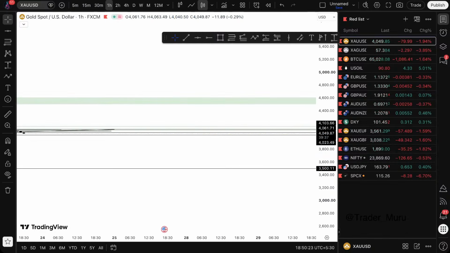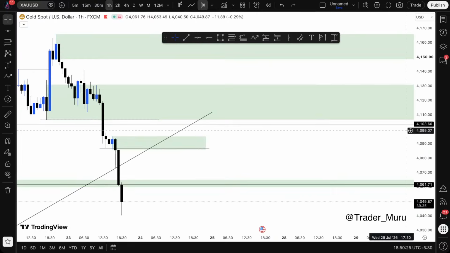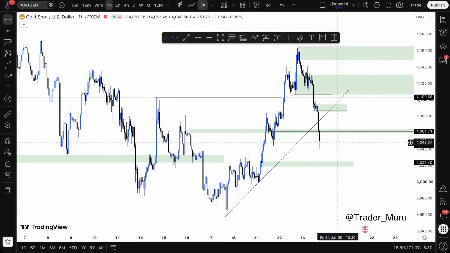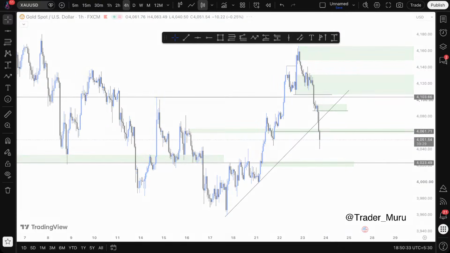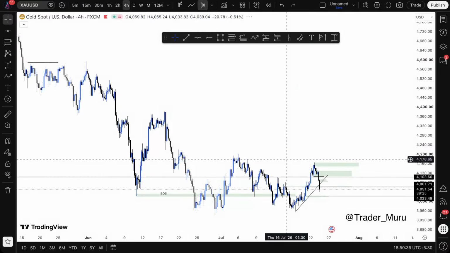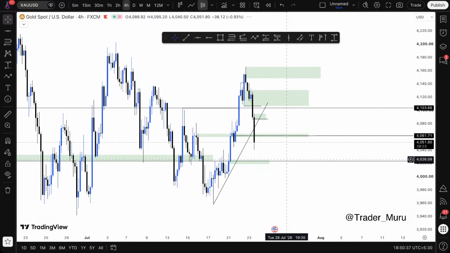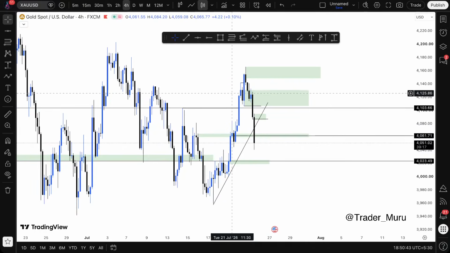Let's see if we get our entry. Liquidity sweep pump. 4-hour. 1 hour has already closed below this trend line, and 4-hour is closing after 40 minutes. So let's wait for it.